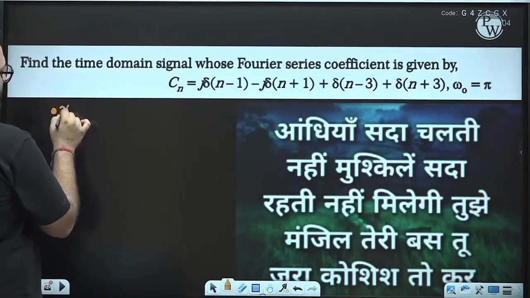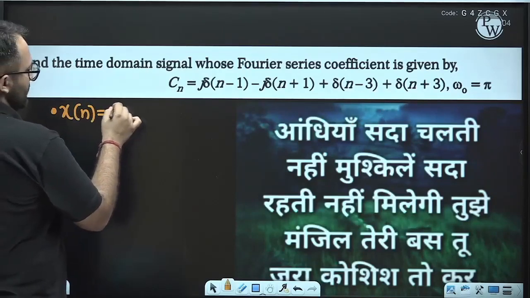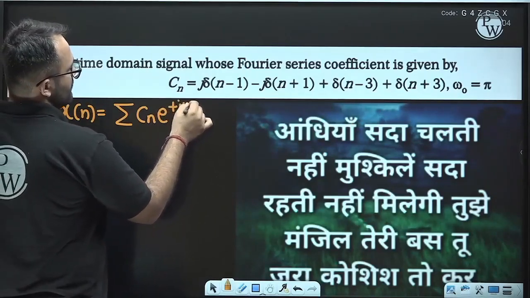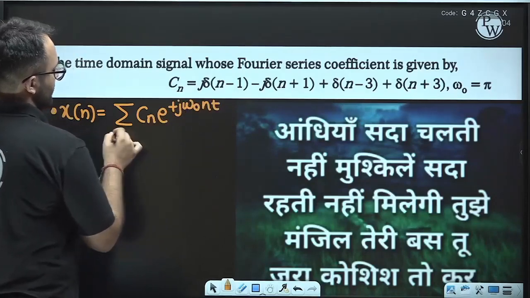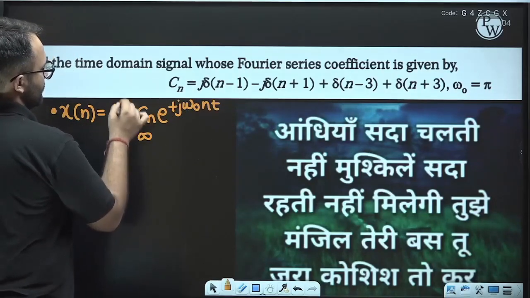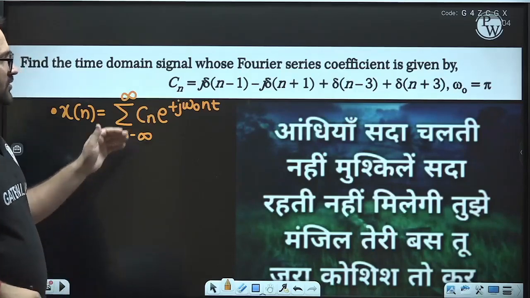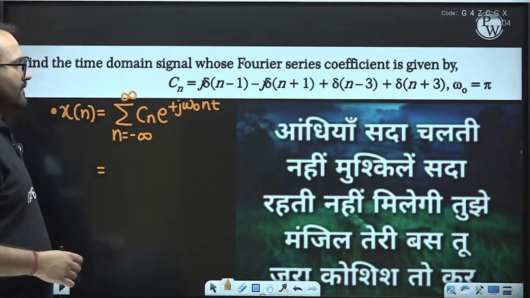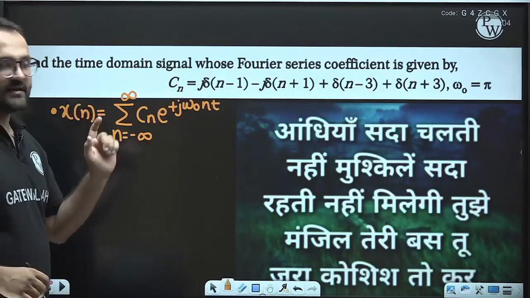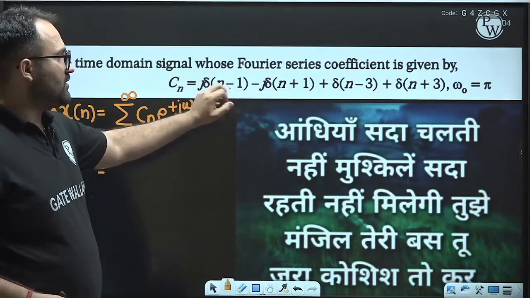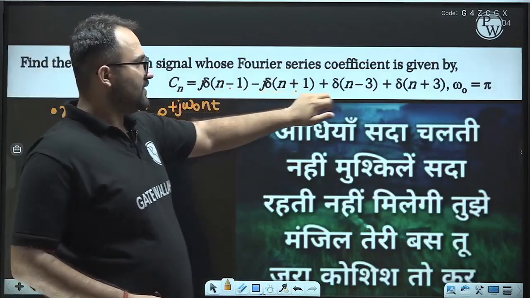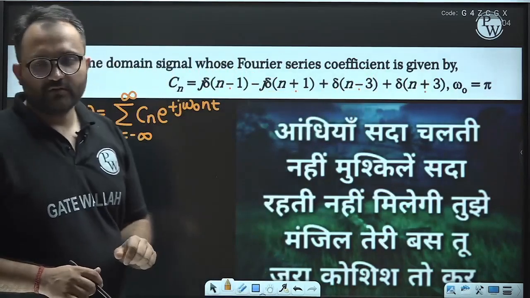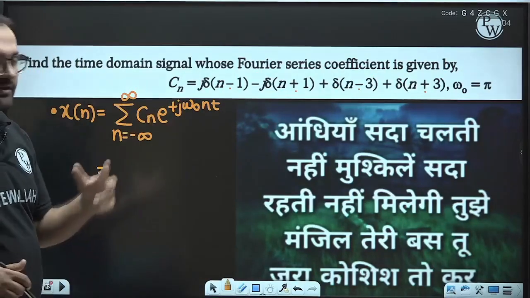We have to use the formula, that is summation of C_n e^(j omega naught n t), n equal to minus infinity to infinity. So we simply have to apply this. We can see that C_n is present at n equal to 1, n equal to minus 1, n equal to 3, n equal to minus 3. Okay. C_n is present at these 4 locations only.